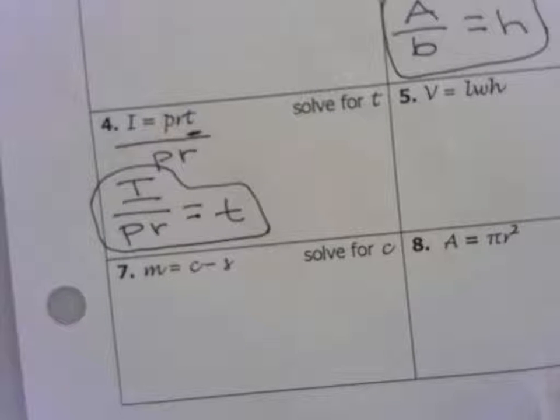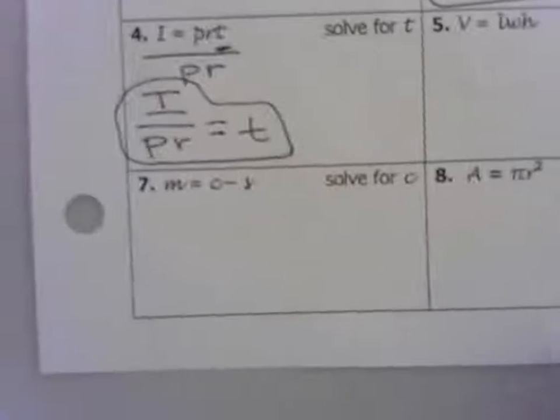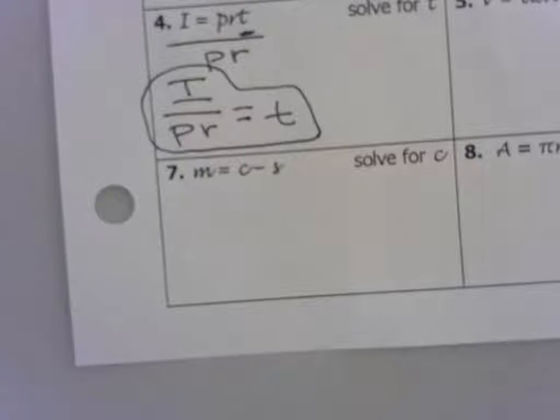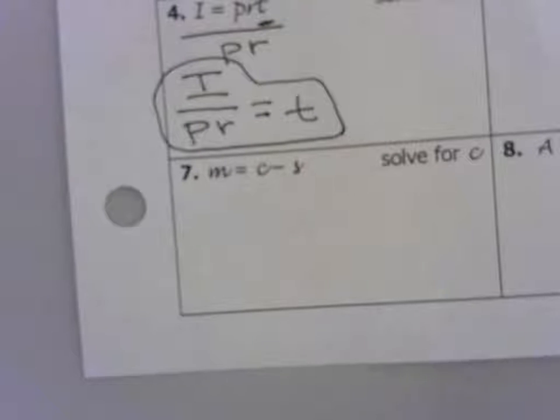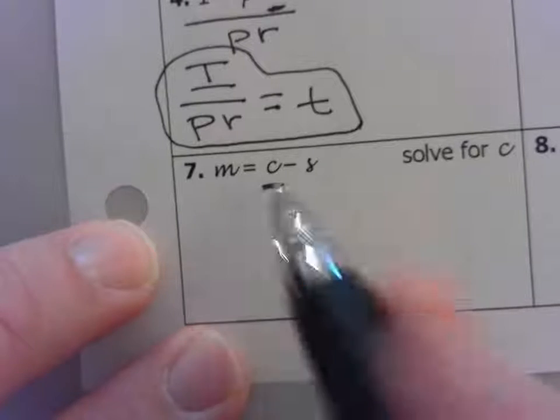Okay, let's look at 7. If I look at 7, m equals c minus s. I want to solve for c. So if it's helpful, I like underlining c because I know I need to get c alone.